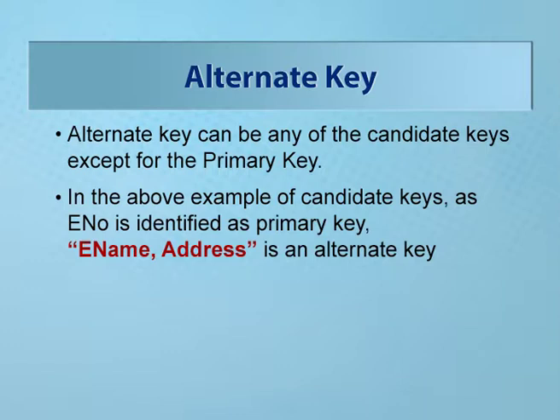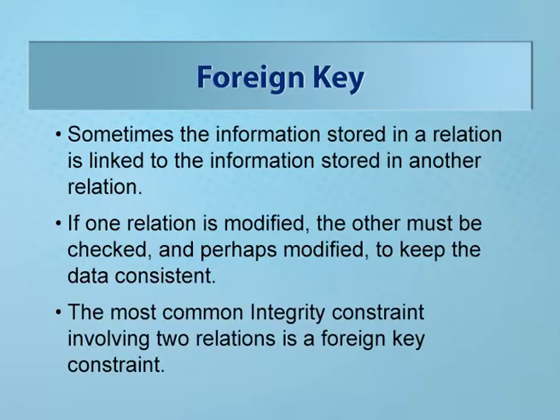An alternate key can be any of the candidate keys except the primary key. In the earlier example, among the candidate keys, employee number and the second set, employee name with address, we had taken employee number as the primary key. So, the leftover candidate key is employee name with address. That particular employee name with address can be an alternate key. Then comes the foreign key.